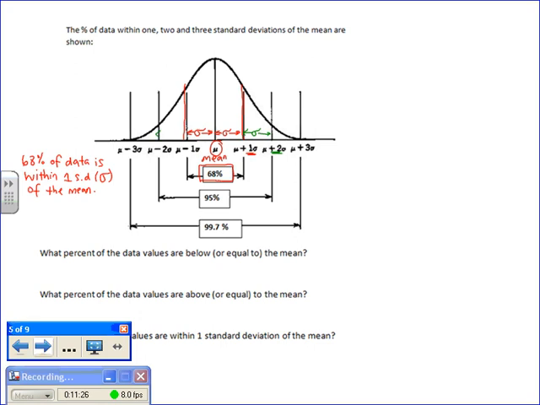And if I do the same thing in the other direction, I'm just going to put a line there to represent where that is on my curve here. 95% of the data, that's most of our data, is within 2 standard deviations of the mean. So 95% of the data is within 2 of those standard deviations, so 2 standard deviations of the mean.